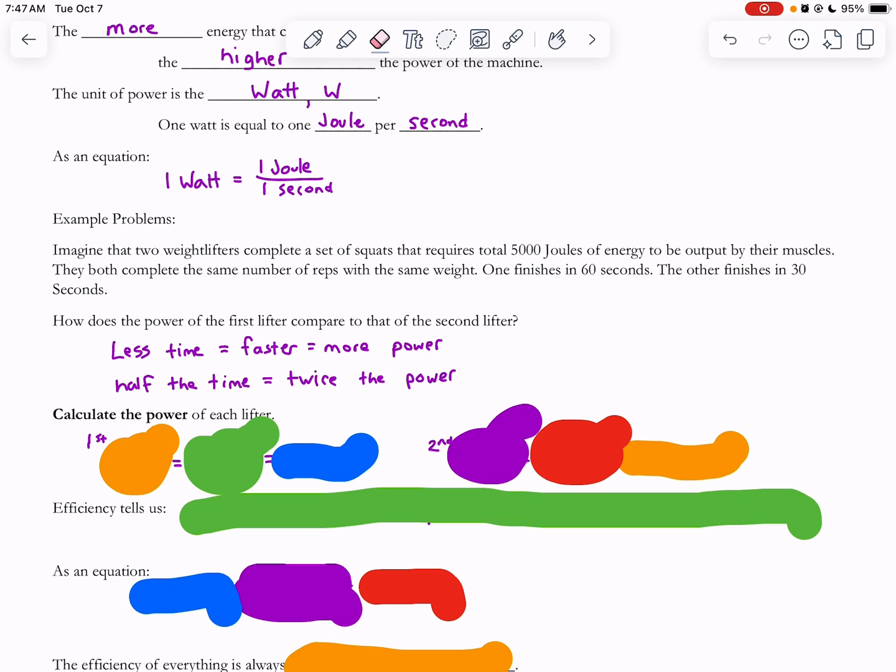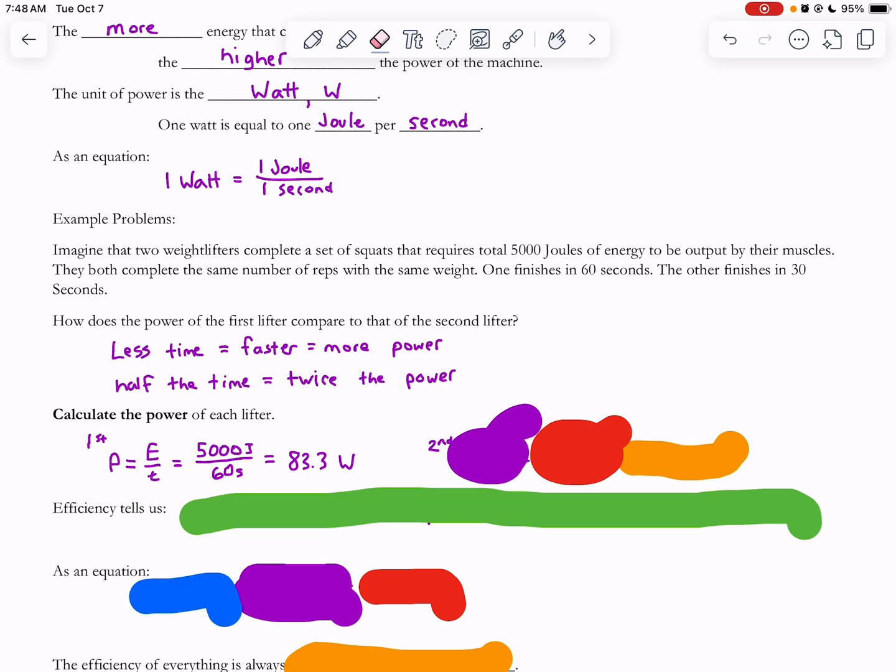So let's do the first weightlifter. The first weightlifter, we're going to use that same equation, power is energy over time. Okay, the first weightlifter used 5,000 joules of energy in 60 seconds. Okay, and so when we divide 5,000 joules by 60 seconds, we're going to get this ugly number, 83.33333. We're just going to round that to 83.3, and then our unit is watts because a joule divided by a second is watts.